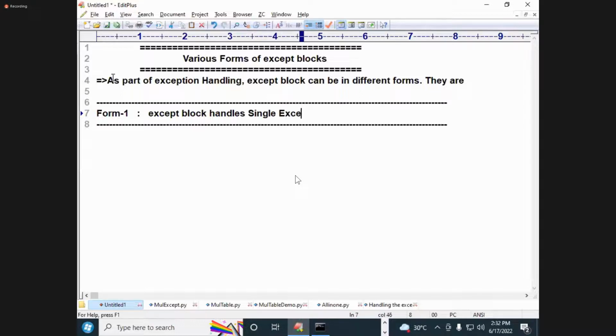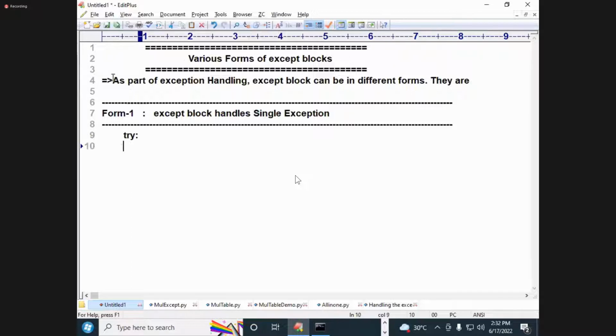Except block handles a single exception. Sir, what is the syntax? Already you know. Try block. We will write the block of statements that generates an exception. And what will I write there? Come on. Except, what will I write here?